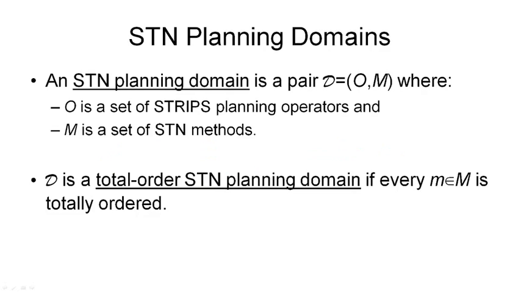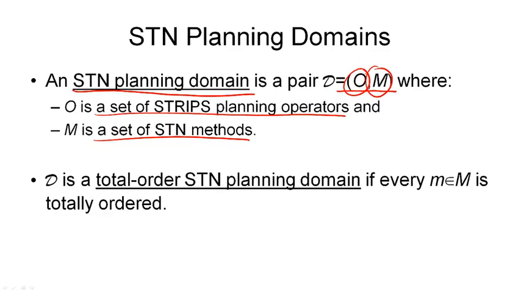Let's start with STN planning domains. These are the reusable components that we can use to define many problems. An STN planning domain is simply a pair consisting of a set of STRIPS planning operators, that's the set O, and in addition a set of STN methods, that's the set M. So you can see it's an extension of the STRIPS planning we've seen before, because the operators still make up the domain, but in addition to operators we now have a set of methods. That's really all there is to STN planning domains.